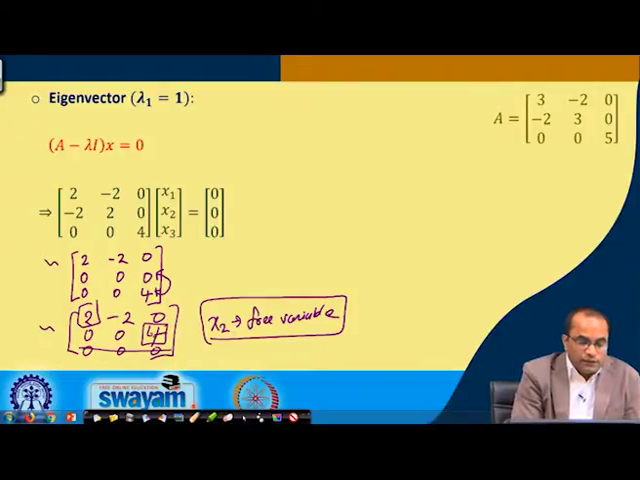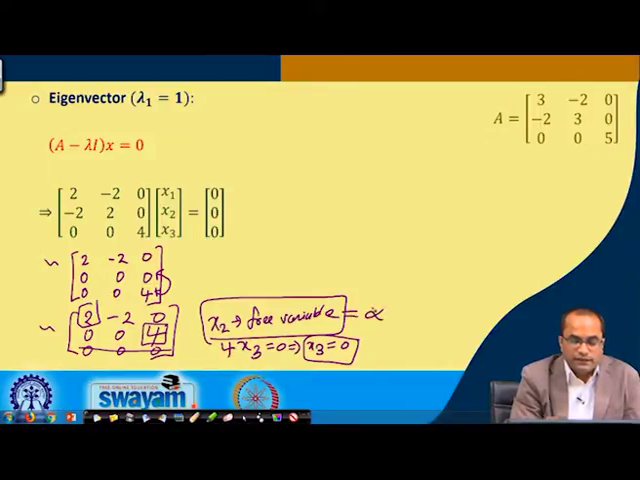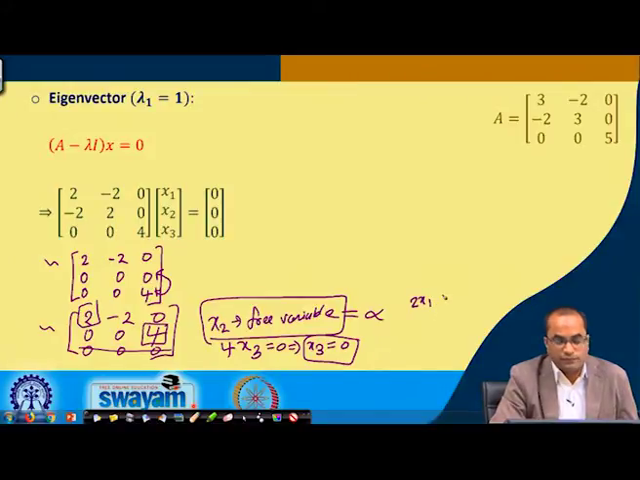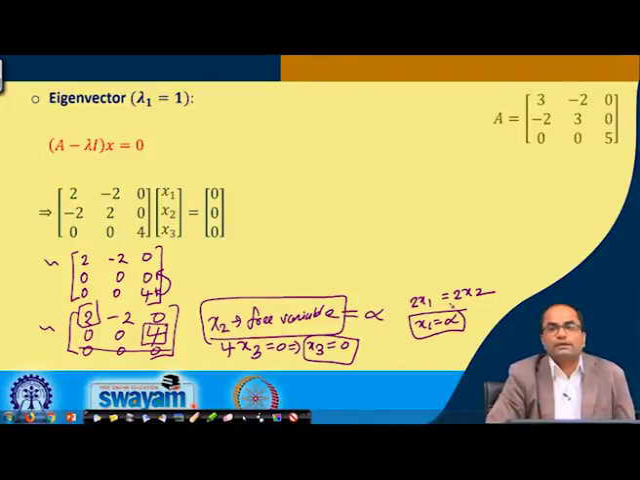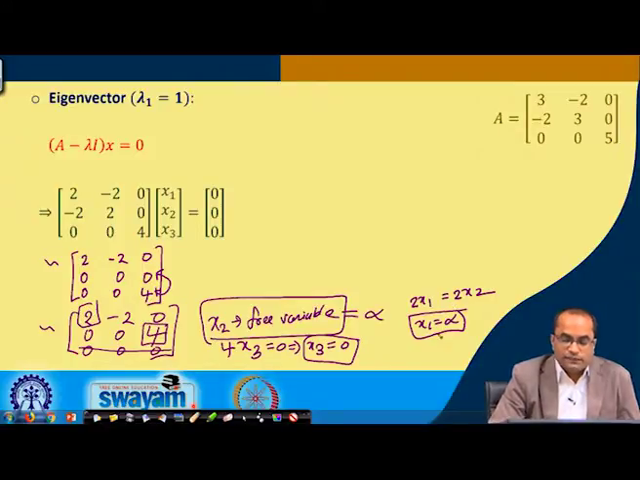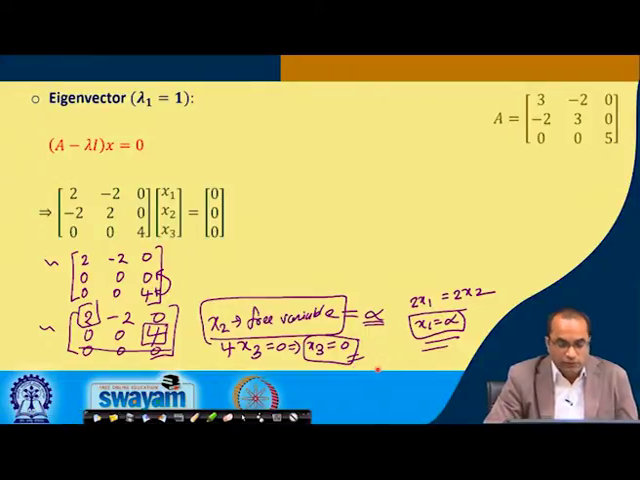The second equation however suggests that x 3 is 0, because this second equation is now 4 times x 3 is 0. Which tells us that x 3 is anyway 0 always, and then x 2 is a free variable. So, we can take any alpha, and then from equation number 1, which says that 2 x 1 is equal to 2 x 2, this x 2 is a free variable. So, here x 1 is also alpha because x 1 and x 2 both are equal. So, we have here x 1 alpha, x 2 alpha, and x 3 is 0 in all the cases.